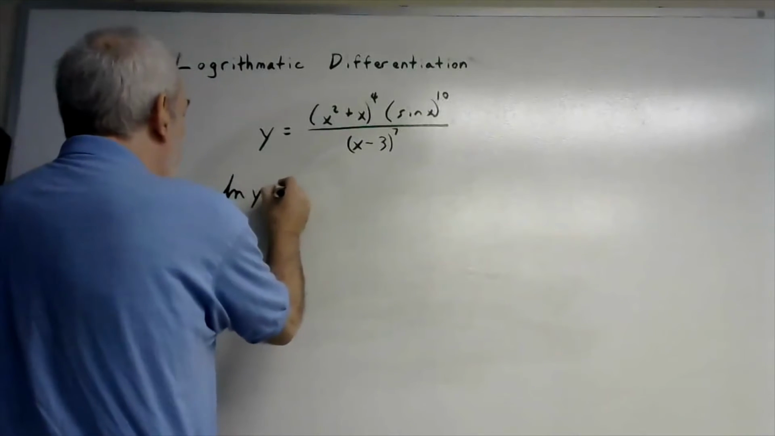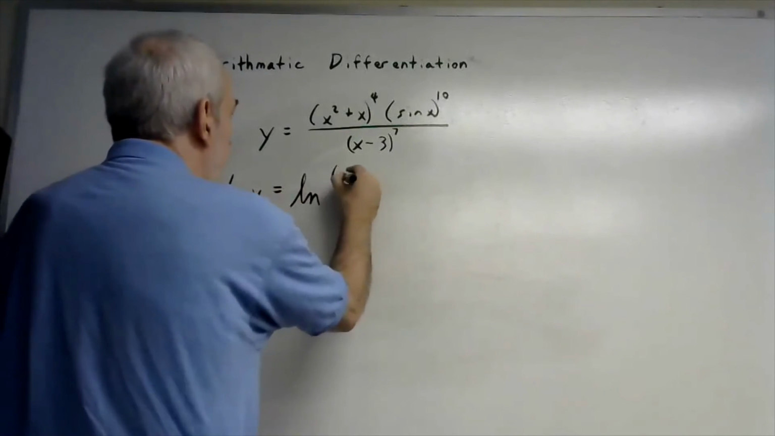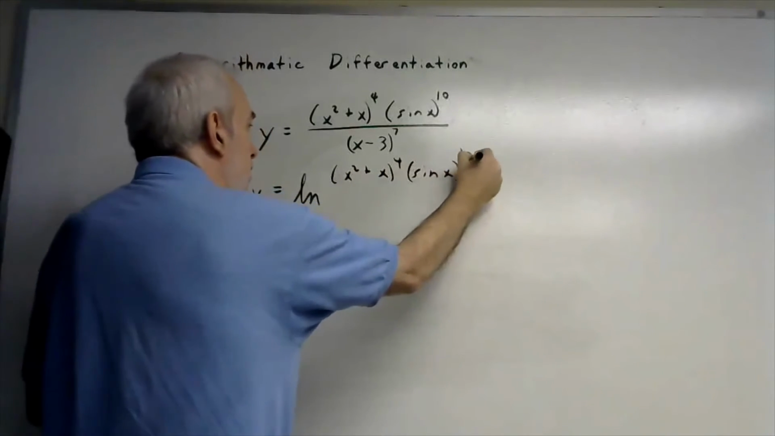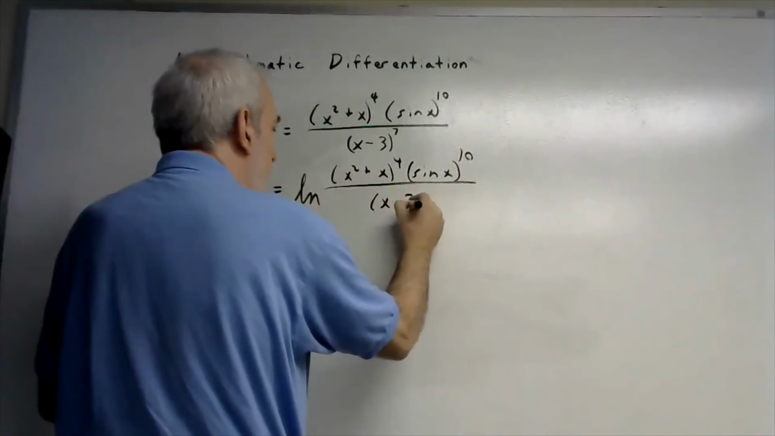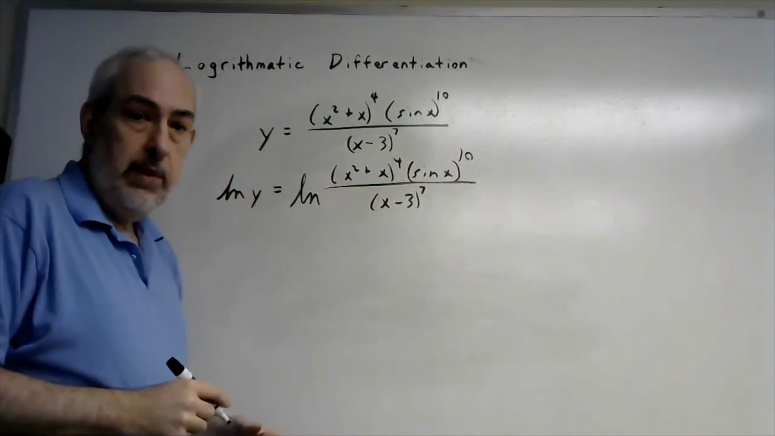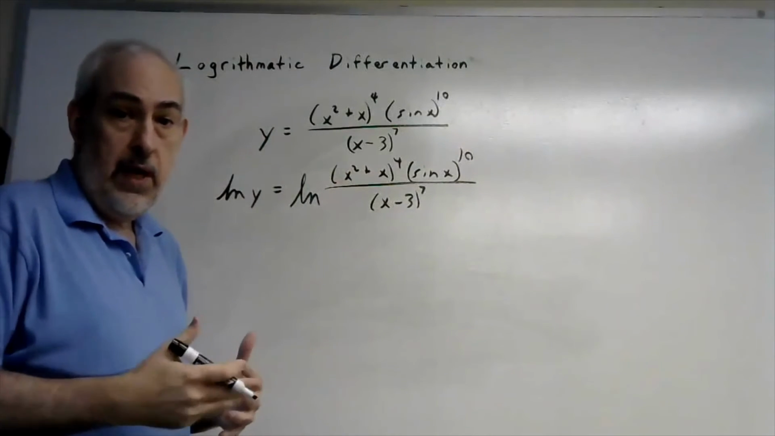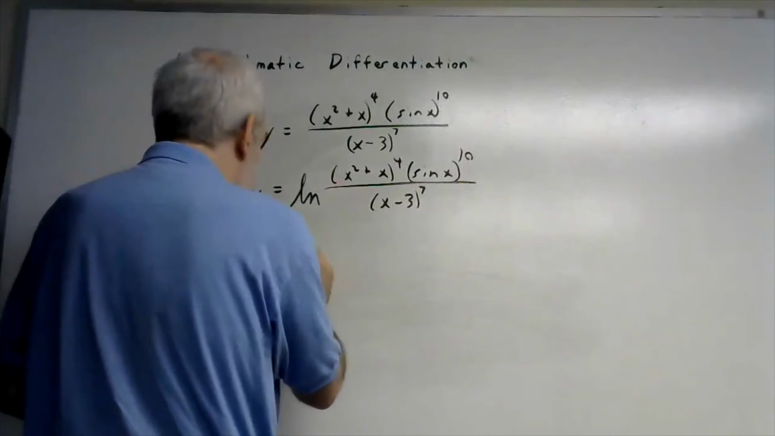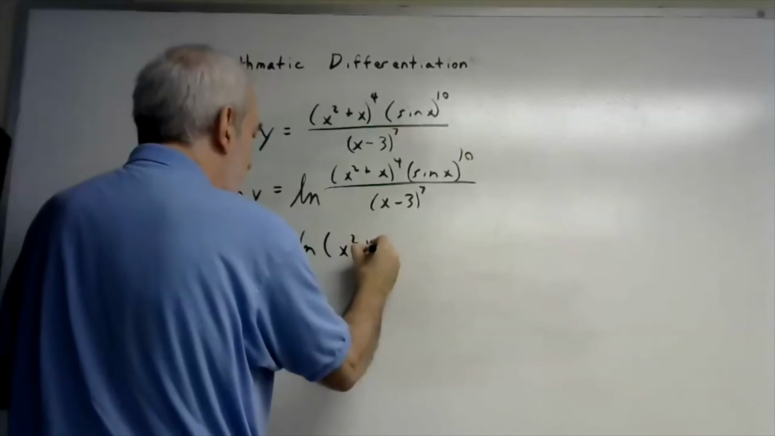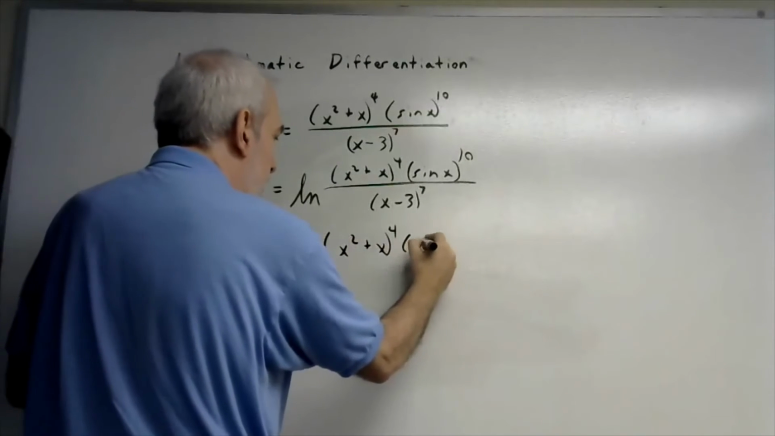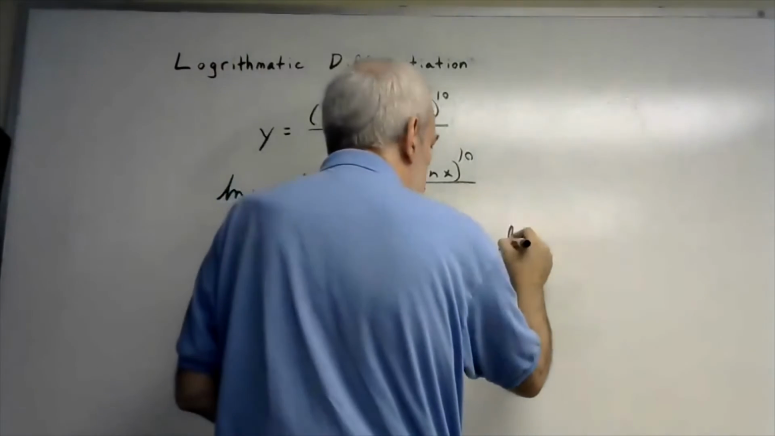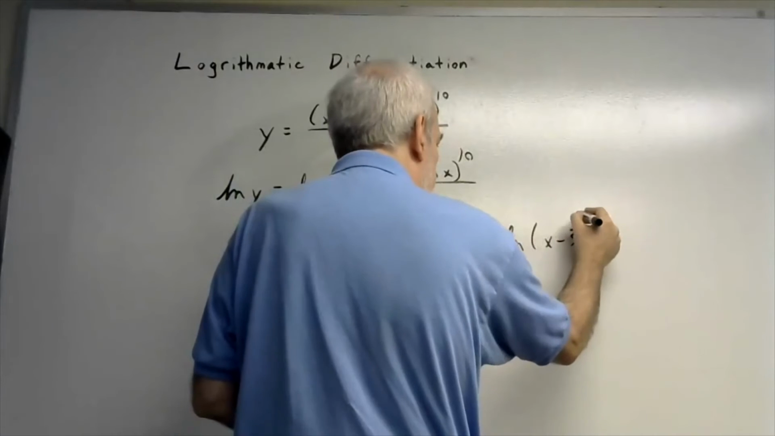But if we take the natural log of both sides, we can then use a series of log properties to simplify this. Log of something divided by something becomes subtraction. So ln of the top minus ln of the bottom. Let's just do it step by step. Okay, so ln of the top minus ln of the bottom.